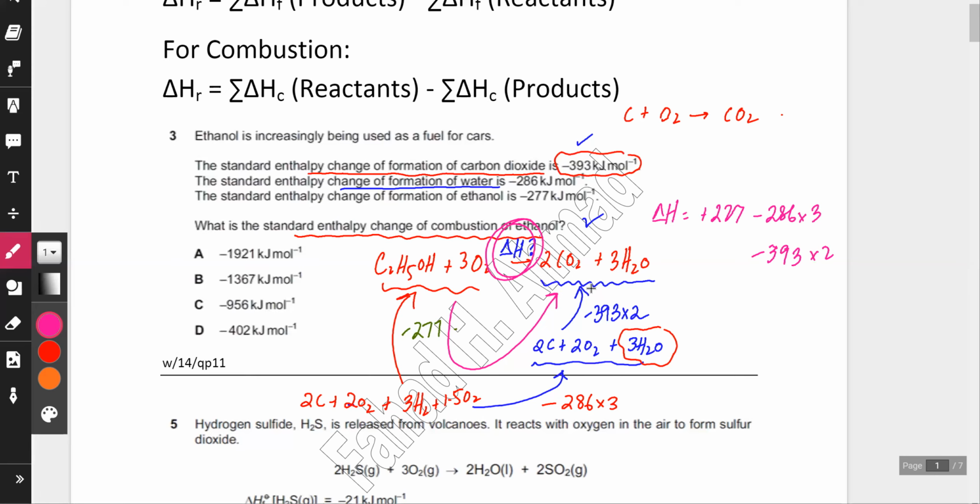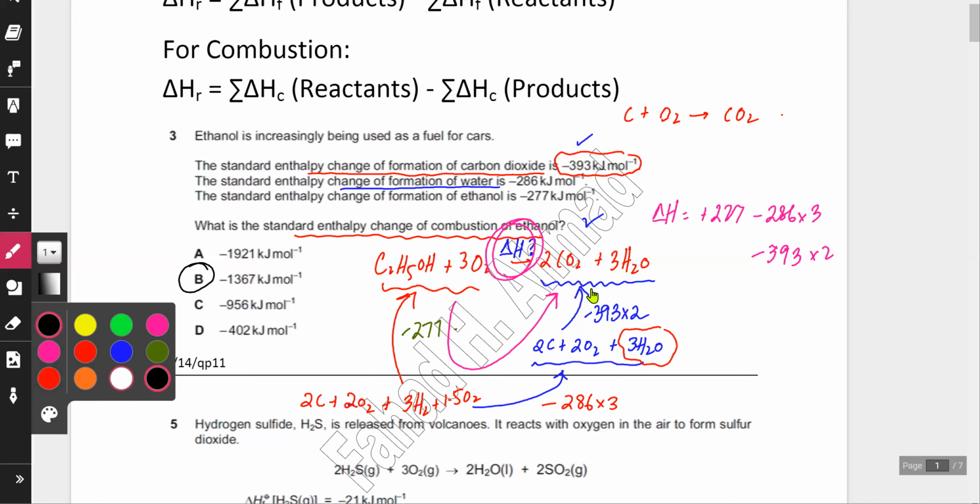What is the answer that you're getting? I got minus 1,367. So that's B, right? Yeah, B. Now the issue with this is that it takes a very long time and you have to be very creative with Hess cycles because it's kind of hard to make, right?